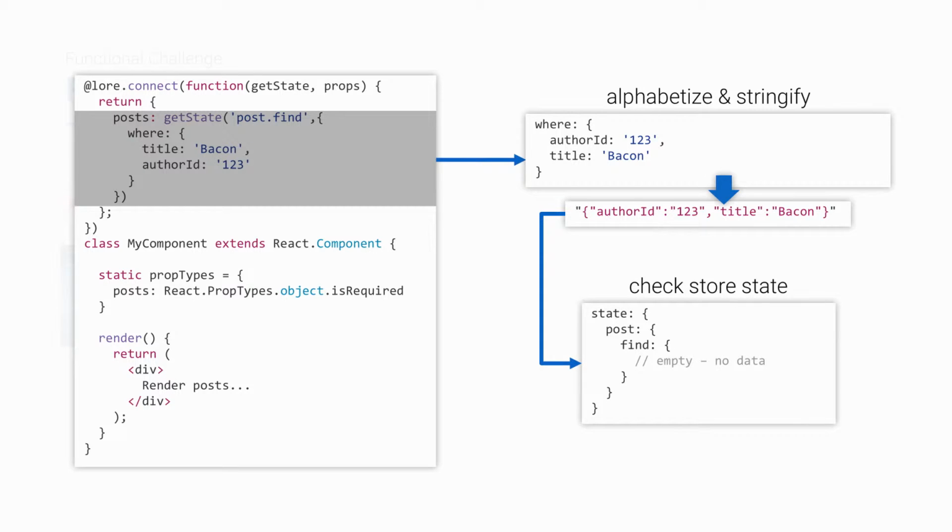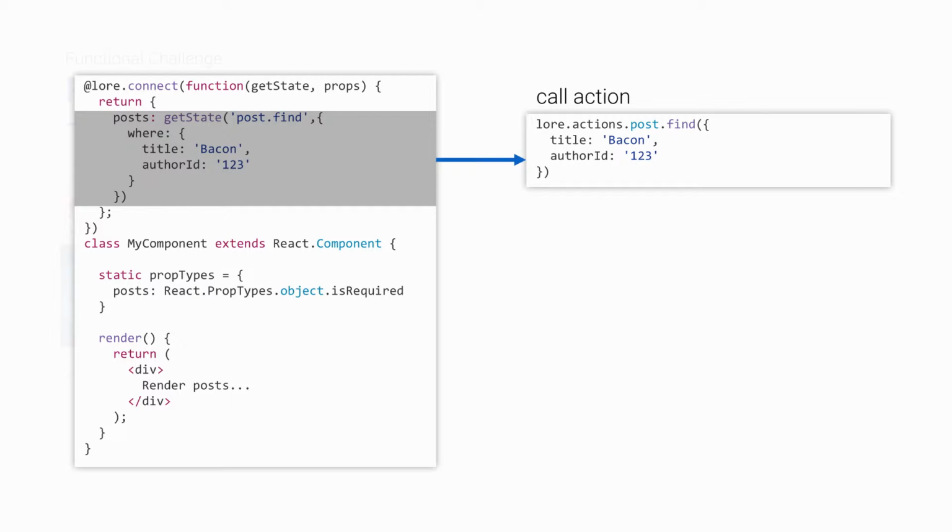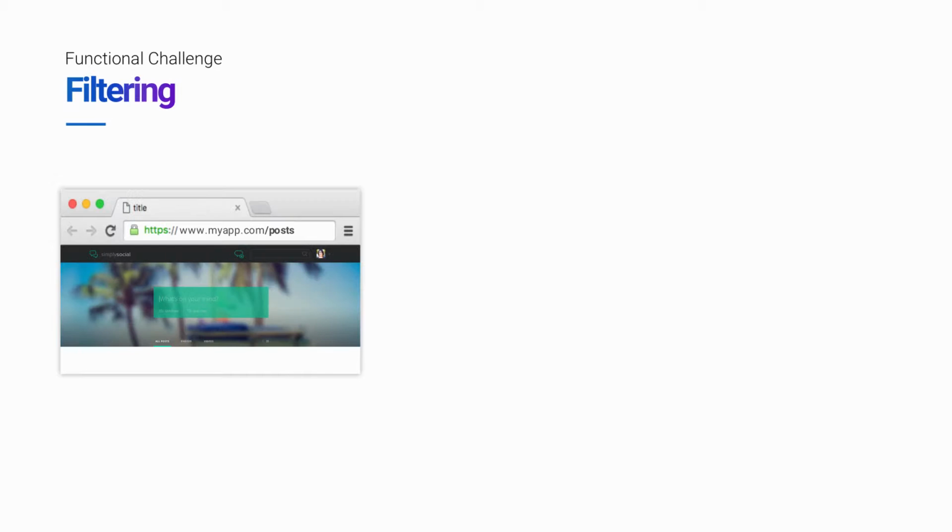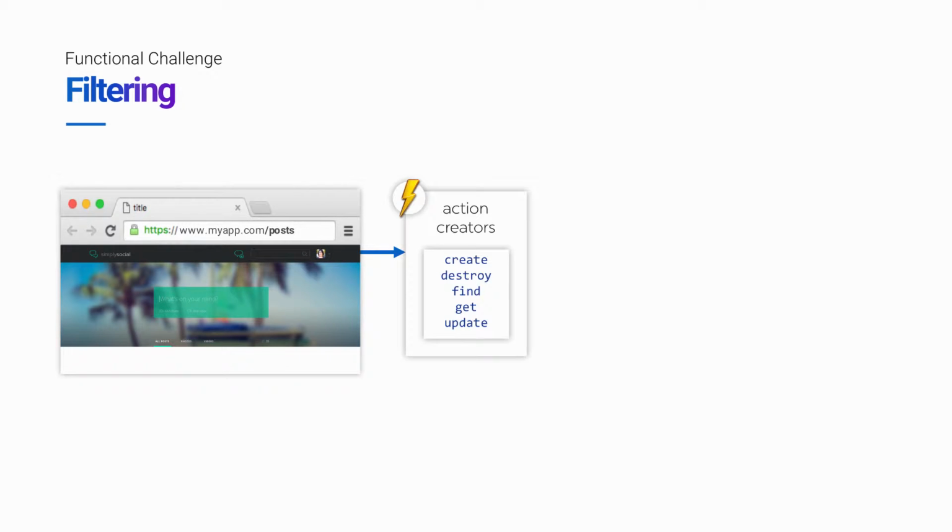Lore then takes that query key and looks in the store's state to see if the query has already been asked. For this example, we're assuming that no component has requested this data yet, so we're starting off with an empty data store. And because of that, following the pattern for this decorator, lore will then invoke the action responsible for retrieving that data. So here's our component again, and since the data couldn't be found, it invokes an action creator to fetch the data. So next, let's dive into the action.